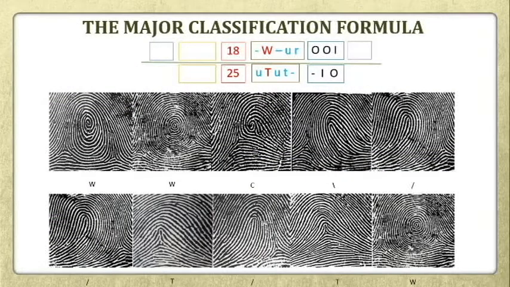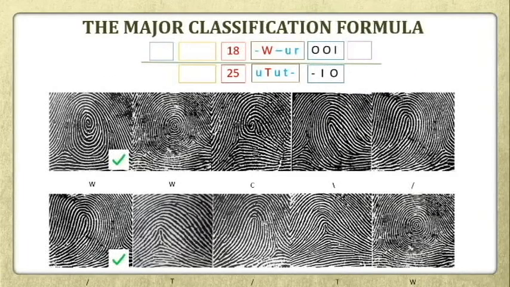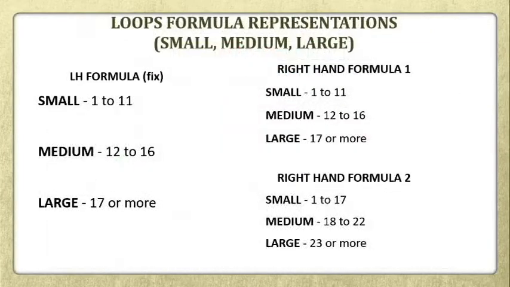So let us now proceed to the major classification. The major classification is only concerned with finger number 1 and finger number 6. However, let us assume, for example, we have two loop patterns. Let us assume that finger number 1 is a loop type of pattern and finger number 6 is also a loop type of pattern. Meaning to say, the formulas for the loop will be applicable.